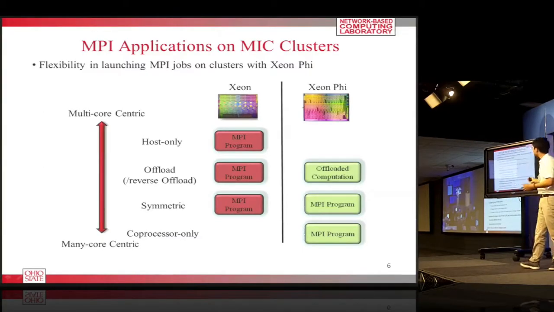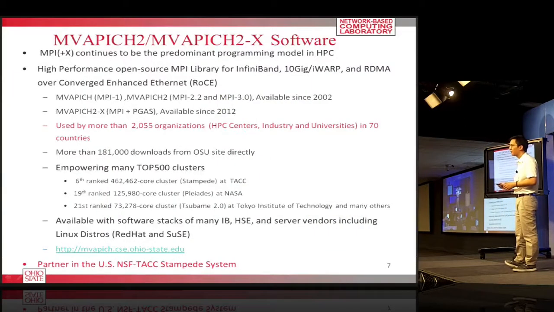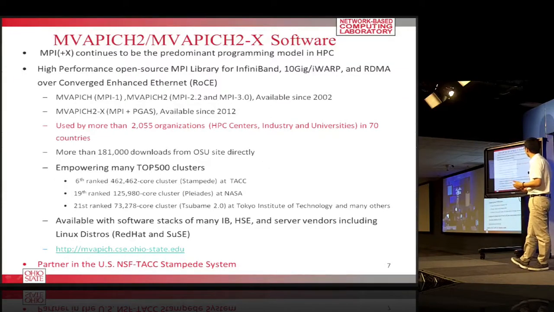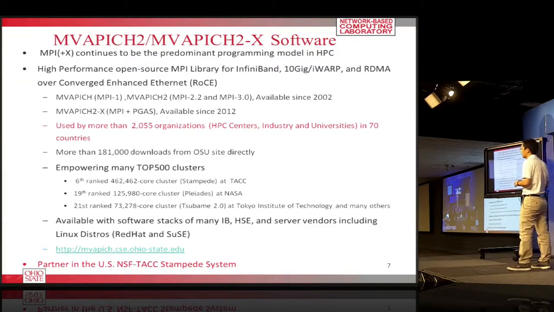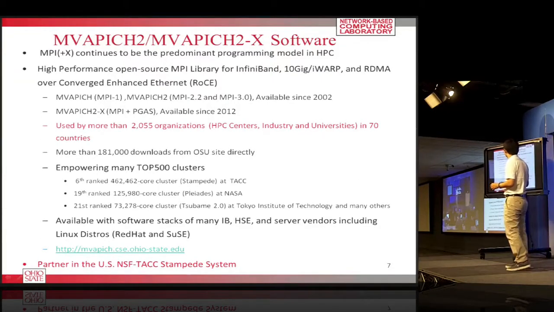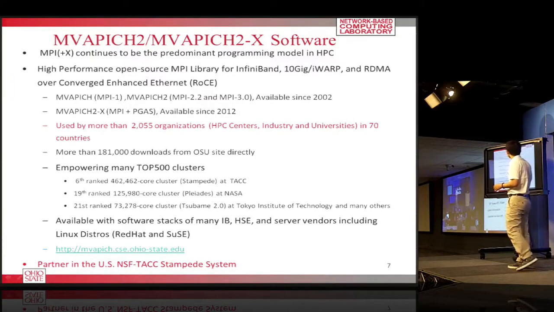MVAPICH2 is developed by our group, and is a high-performance open-source MPI library for InfiniBand and other RDMA-capable networks. Currently, it has been used by more than 2,055 organizations such as HPC centers, industry, and universities across 70 countries. For more details, you can go to this web link.